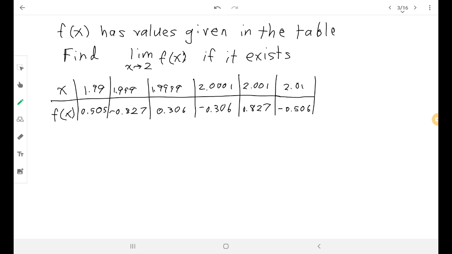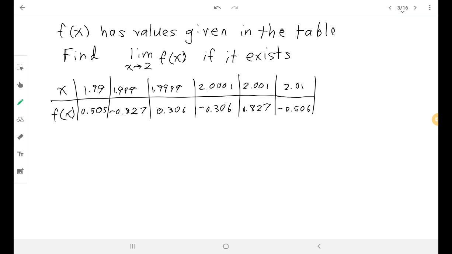All right, we've got another table, just a different looking table, but I wanted to show it to you because it's a slightly different looking table. We have a function f of x. We don't know what that function is exactly, but it has values given in the table, and we want to find the limit as x goes to 2 of this function f of x if it exists.